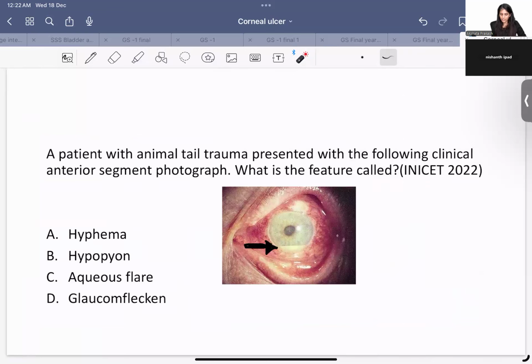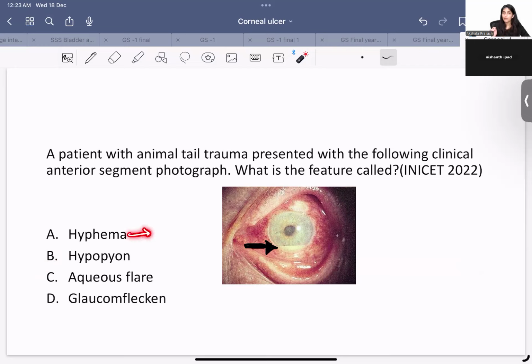Coming to your next question. This question was asked in INI-CET 2022. So see this question properly. A patient with animal tail trauma. So here you see animal tail trauma. It is again a vegetative matter trivial trauma. The patient presented with the following clinical anterior segment photograph. You can see this arrow that has been pointed. They're asking you, what is this feature called? You can see the pus in the anterior chamber settling. This should be your hypopyon. So the correct answer for this question is hypopyon.